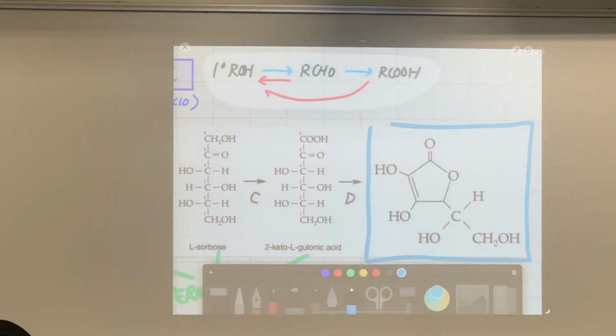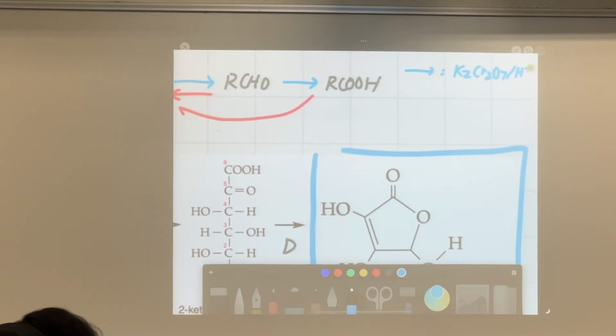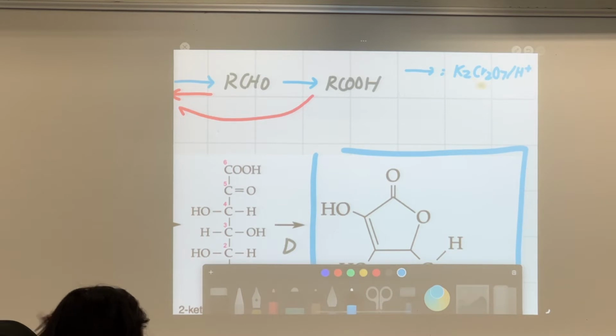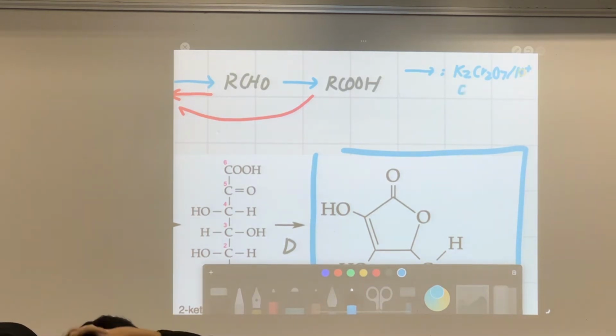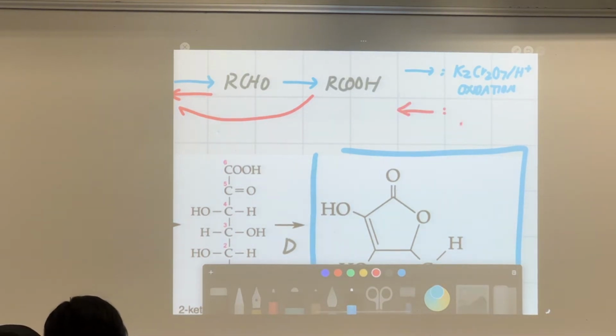It is done by an oxidizing agent, K2Cr2O7/H+. I see in the answers some students did not put down acidified K2Cr2O7. They only wrote K2Cr2O7, which is not good enough. It has to be acidified. So this is oxidation, and going backward, it's reduction.